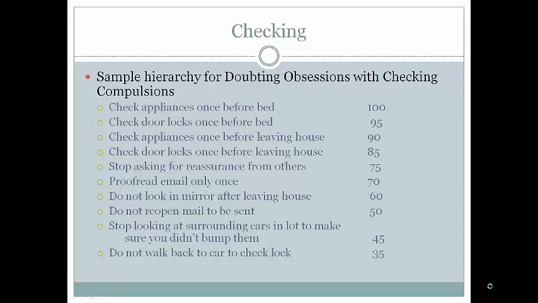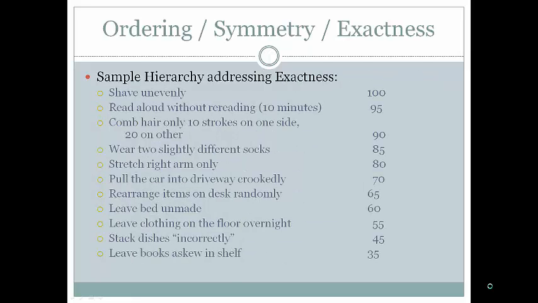So again, you can see they're still checking because these are normal behaviors, but they're not doing it in an obsessive kind of way. Here's a sample hierarchy for addressing exactness. Leave books askew on shelves, stack dishes incorrectly, leave clothing on the floor overnight, leave bed unmade, rearrange items on desk randomly, park the car in the driveway crookedly, stretch right arm only, wear 2 slightly different socks, comb hair only 10 strokes on one side, 20 on the other, read aloud without rereading, and shave unevenly.